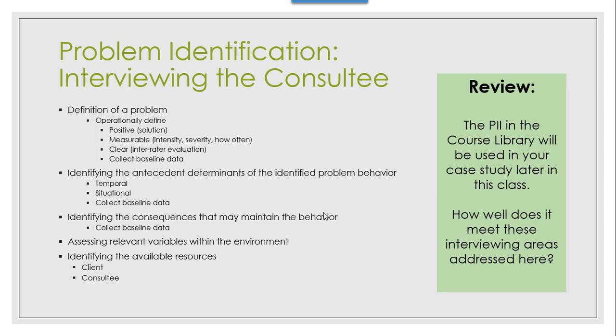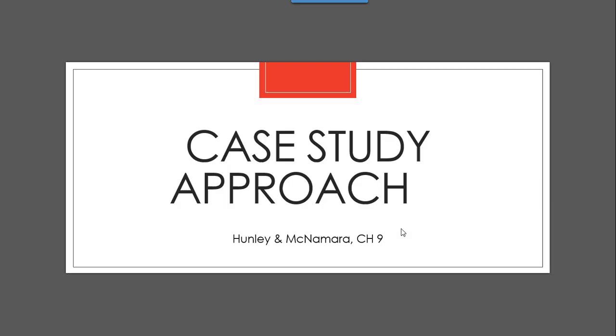And then problem identification: all of these things we've just talked about, from defining the problem all the way through. There is an assessment tool called the PII, which you're going to be using later for your case in this class, and it is in the course library. Go to the course library, find it, look it over, and then tell me on your worksheet how well you think these things are measured based on what the PII makes available to you. All right, so we're now going to do a case study approach and talk about that as well.